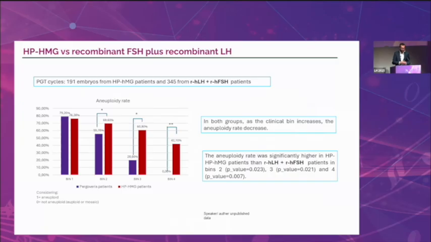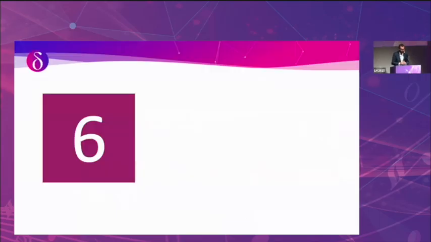We take a look also at euploidy rate. Actually, this data is partially presented at ESHRE this year, and we take a look at the aneuploidy rate between these two types of protocols, again, grouping the embryos in the same category using AI. So our intention was to normalize the quality of the embryos, and inside the same quality, take a look at the difference between two different protocols. And we observed a significant difference also in the aneuploidy rate, which was significantly lower when the patients were coming with a stimulation with recombinant FSH and LH.